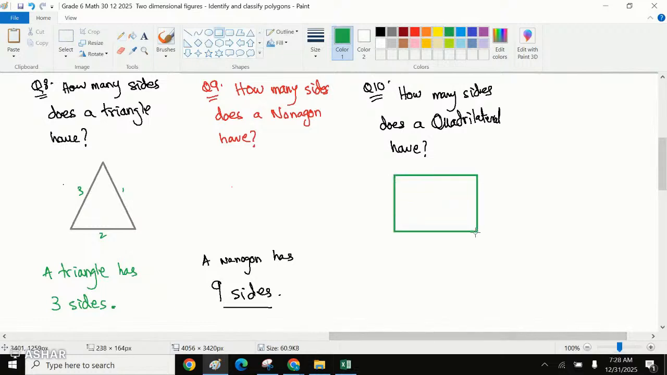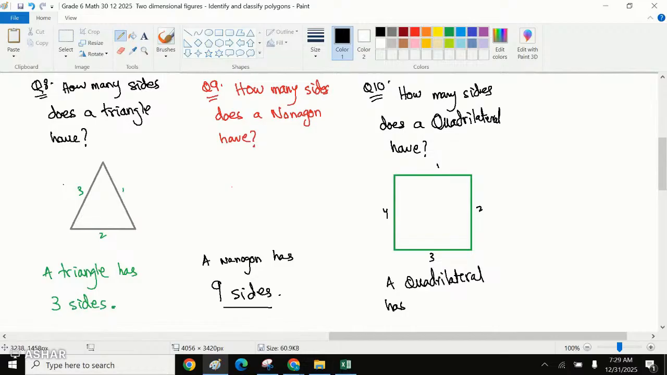So how many sides does a quadrilateral have? We can draw a quadrilateral. This is a quadrilateral. How many sides would be there? 1, 2, 3, and 4. So we can say a quadrilateral has 4 sides, right? A quadrilateral will always have 4 sides. Move on to the next question.